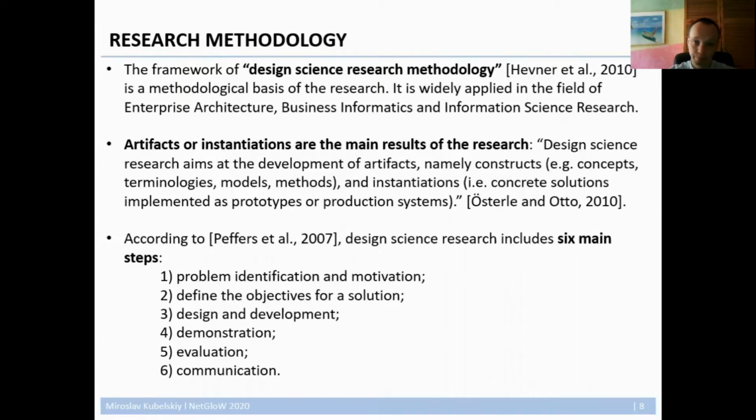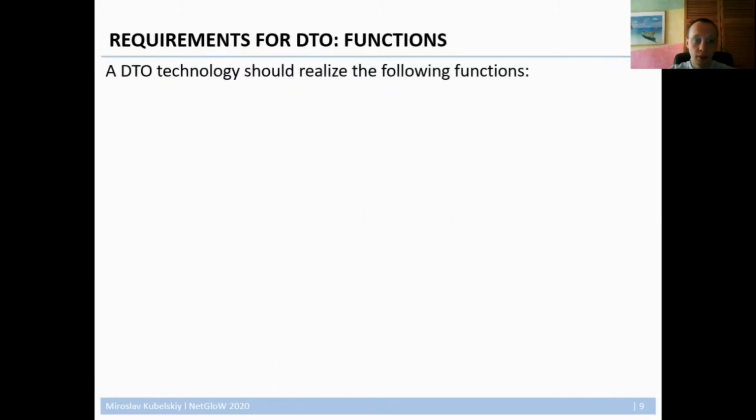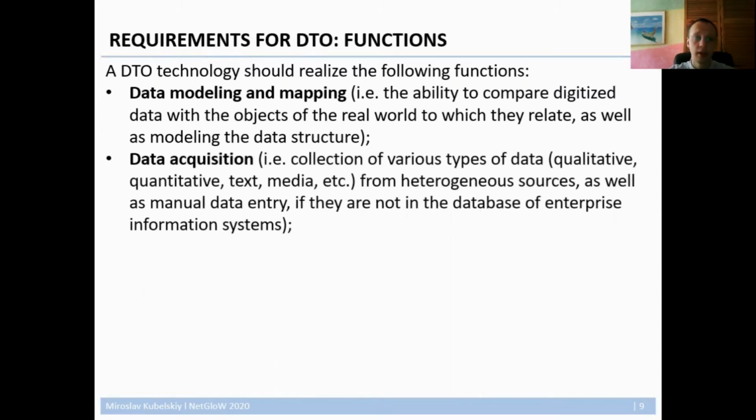So, first of all, about functions. DTO technology should realize the following functions. Data modeling and mapping. We need to have an ability to compare digitalized data with the objects of the real world to which they relate, as well as modeling the data structure. Data acquisition, that is, collection of various types of data, qualitative, quantitative, text, multimedia, and so on, from heterogeneous sources, as well as manual data entry, if they are not in the database of enterprise information systems.